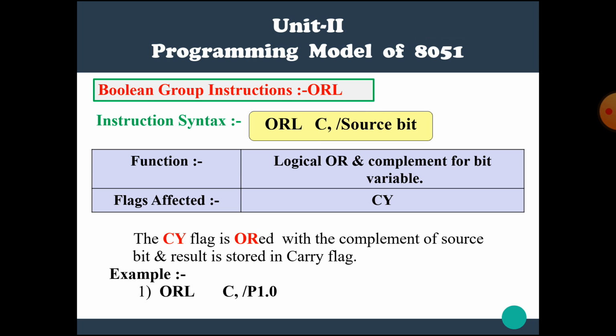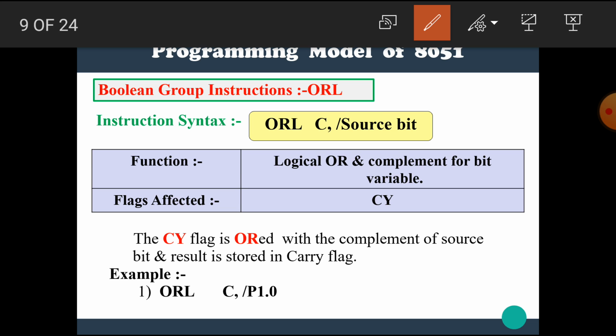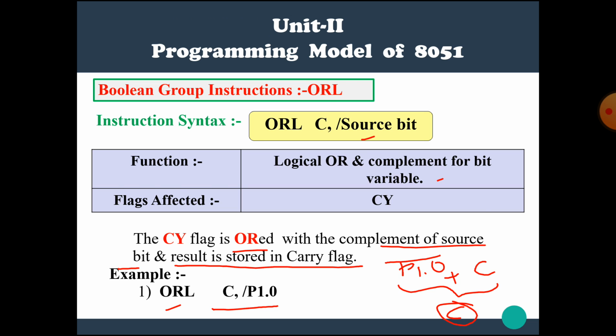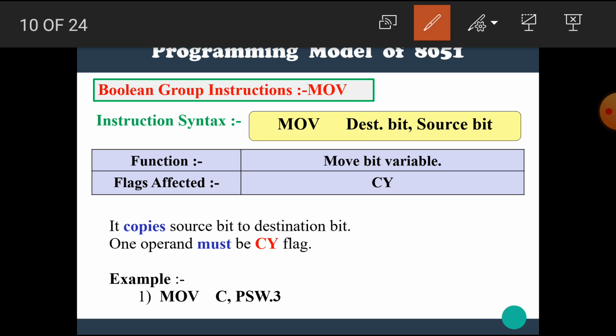The next instruction is ORL C, complement of source bit, logical OR and complement for bit variable. The carry flag is ORed with the complement of the source bit and the result is stored in the carry flag. For example, ORL C, complement of P1.0. That means whatever the value the P1.0 bit has is first complemented and then ORed with this carry flag. Whatever the result of this addition is stored in the carry flag. I hope you all understand this instruction. The next instruction is move.